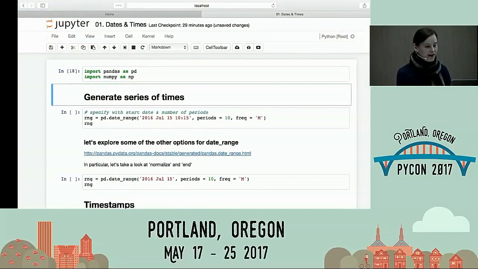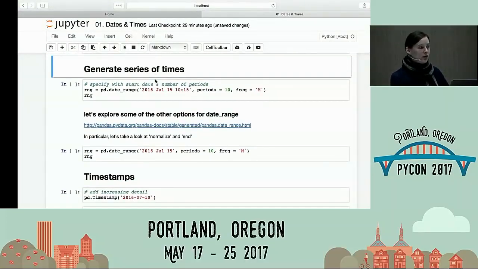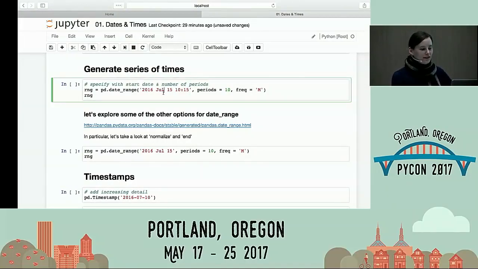And we're just using Pandas. I don't even know if we're actually using NumPy. Pandas just has an enormous quantity of time-related functionality. I would encourage you to look at the docs, but I want to show you some really nice things. So the first thing is we can easily generate series of times. I can specify a start date and the number of periods and the frequency.